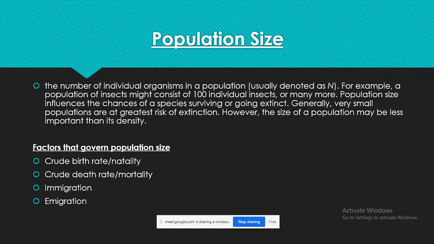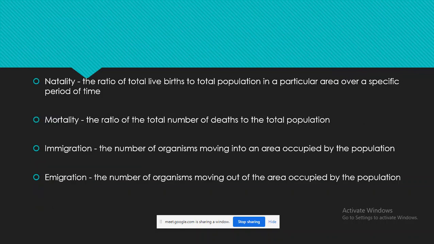So, population size is influenced by four factors: the natality or yung birth rate, the mortality or yung death rate, yung immigration and emigration. So, natality is the ratio of total live births to the total population in a particular area over a specific period of time. Ito yung ratio ng mga pinapanganak sa isang population. So, yung mortality naman is ito yung ratio ng mga namamatay sa isang population, whether it be the cause of predation, disease, or natural death.